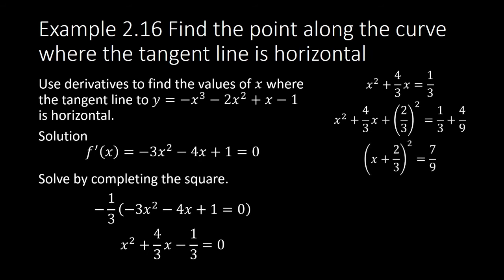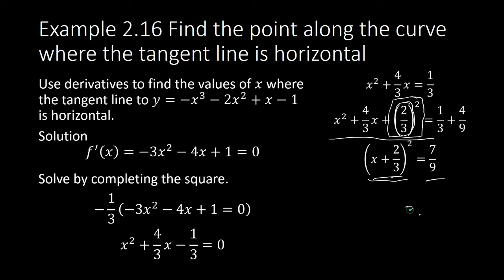Now, take a look at that. So, you can now see the reason why I did not simplify this right away, because I want to see that 2/3 there. I'm going to use it. It's going to be the constant term in my binomial. So this one now is the square of a binomial, and it's equal to this, 7/9.